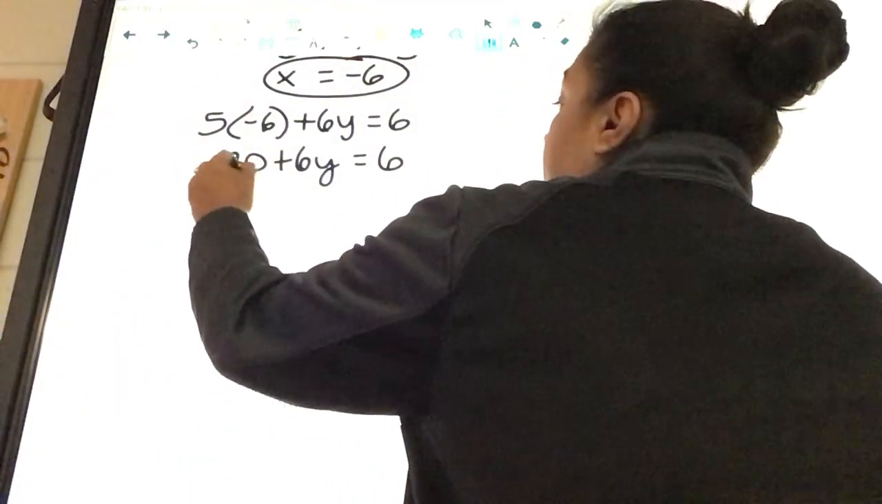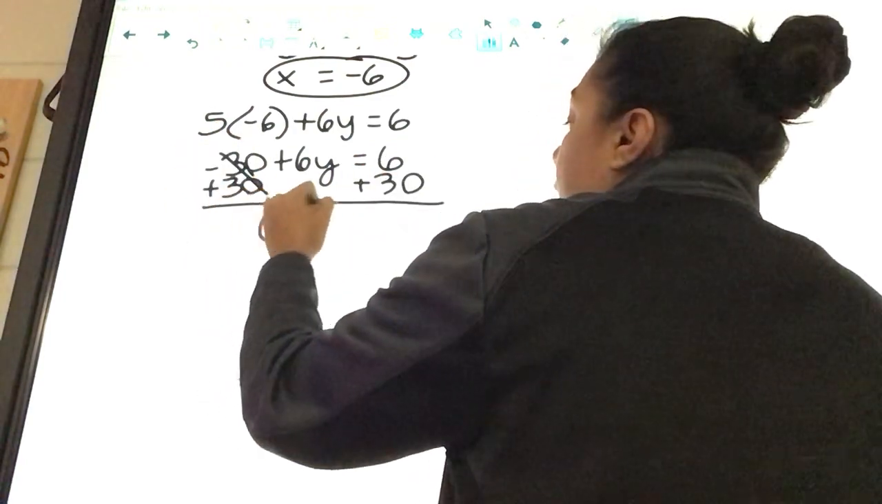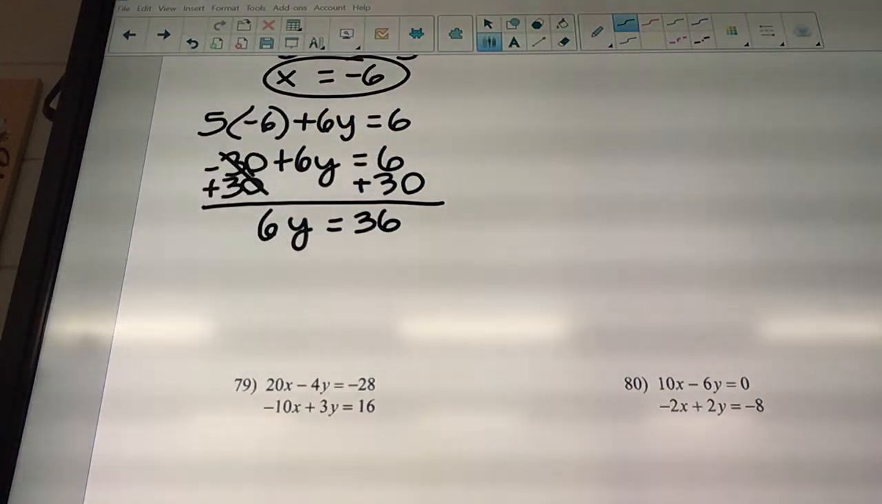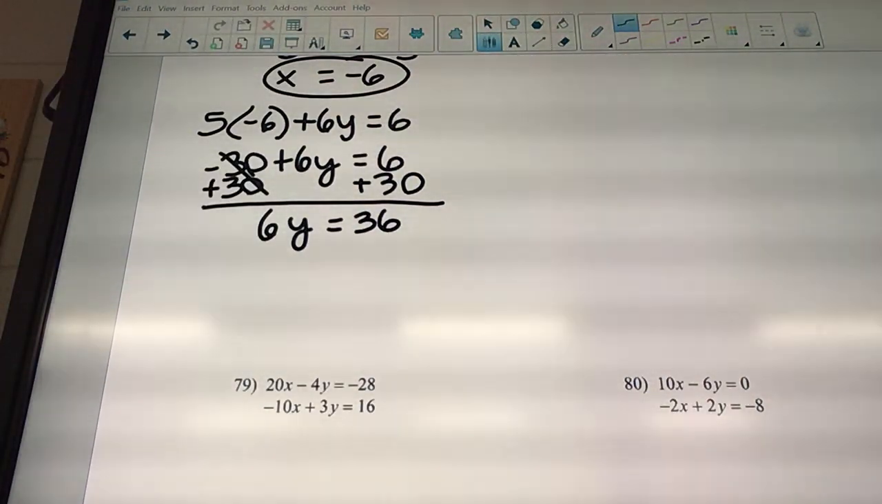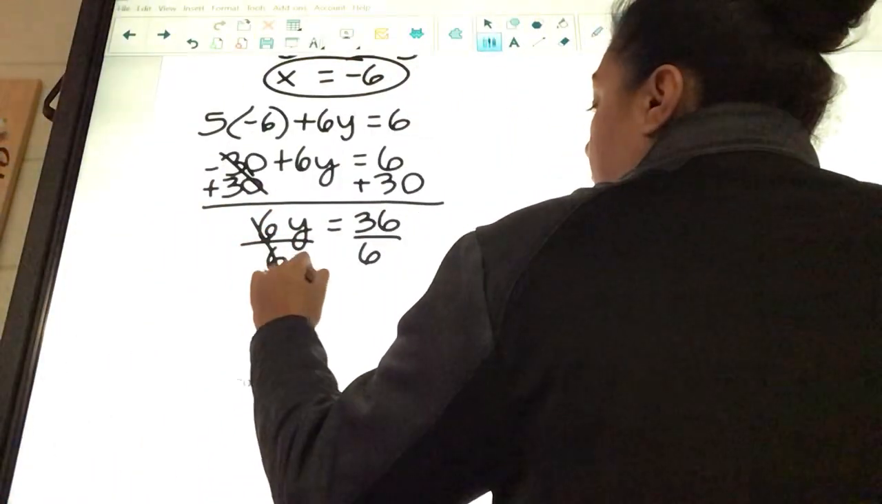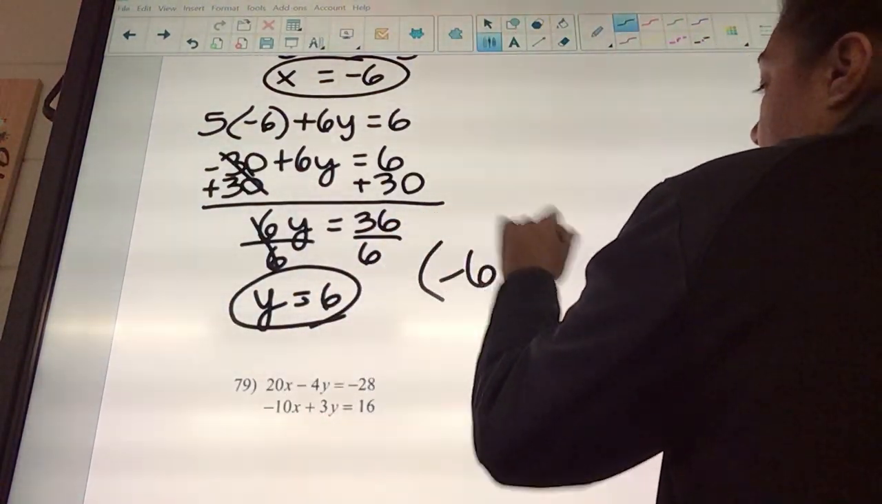Okay, I'm going to add 30 on both sides. I'm going to get 6y equals 36. Okay, and then I'm going to divide by 6 on both sides. So we get y equals 6. Okay, so my coordinate is -6, comma 6.